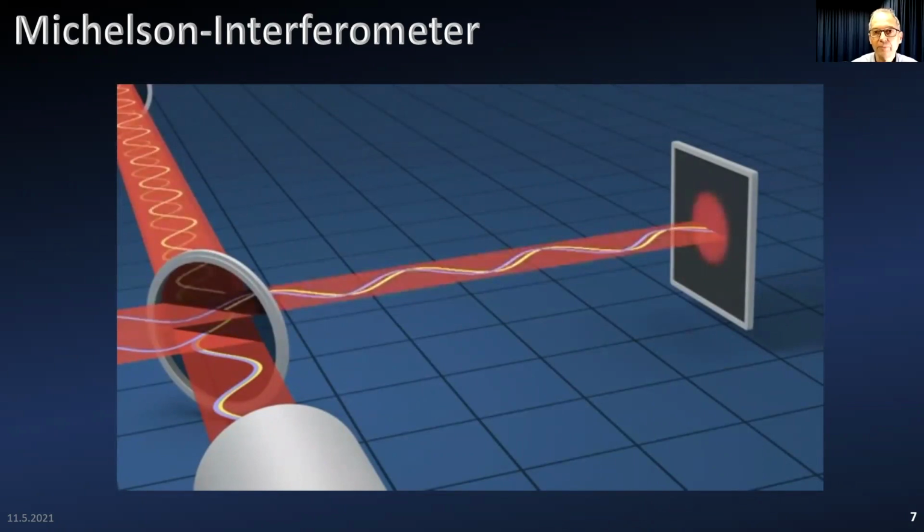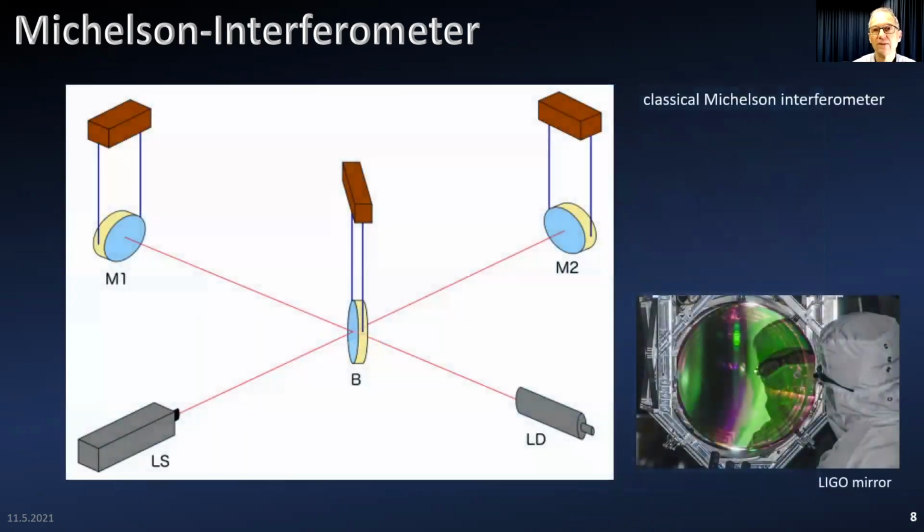Now, the game is twofold. We have to increase the signal and we have to decrease the noise. We first spend a few minutes on how we increase the signal. This is again the Michelson interferometer, beam splitter B in the center, the two end mirrors M1 and M2. LD is the output sensor and LS is the laser.